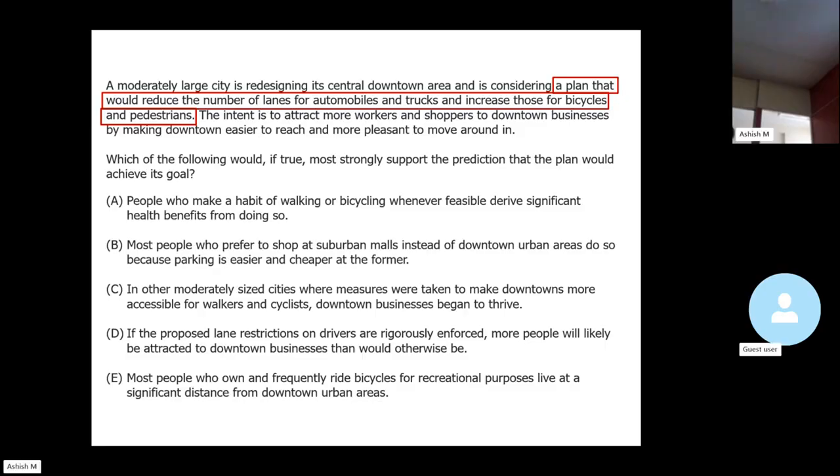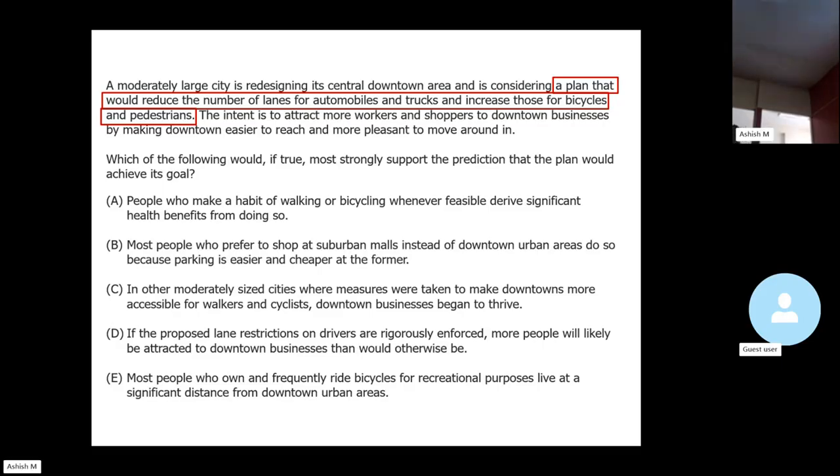All right. Charlie? Charlie, all right. Very nice. So why do you think Charlie is correct, Prashant? Absolutely. Now notice, in other moderately sized, this is also a moderately sized city. In other moderately sized cities where measures were taken to make downtowns more accessible for walkers and cyclists, downtown business began to thrive, which is exactly our goal. Supporting evidence, right? Supporting evidence.